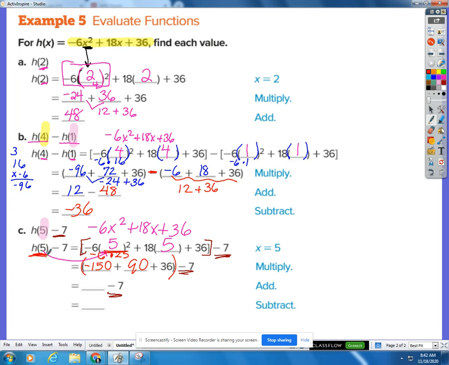Negative 150 plus 90, that would be negative 60 plus 36. Different signs subtract. If I count up 4 to 40 and then 20 to 60, so negative 24 minus 7, same signs. I'm going to actually add. If I'm at negative 24 and I go back 7, I would be at negative 31. Please let me know if you have any questions, and you will be working on the IXL today.